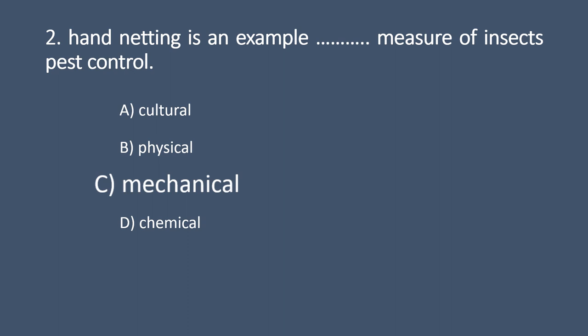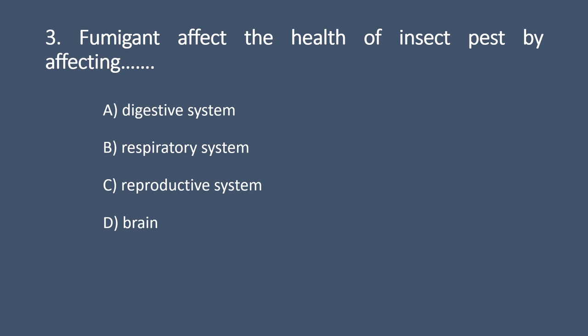Next, fumigant affects the health of insect pest by affecting which system? Options are digestive system, respiratory system, reproductive system, brain. We use this fumigant in dust or gas forms to control the insect pest by using a cyanogas pump or other device. This fumigant affects the health of insects by acting on the spiracles. So these affect the respiratory system. The correct option is respiratory system.